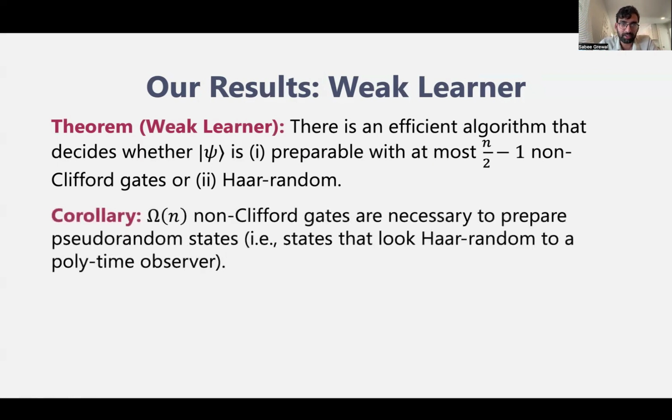A corollary of this algorithm is that at least n non-Clifford gates are necessary to prepare pseudorandom states. These are states that look Haar random to a polytime observer. And this lower bound is tight under some reasonable assumptions that we explain in the paper.